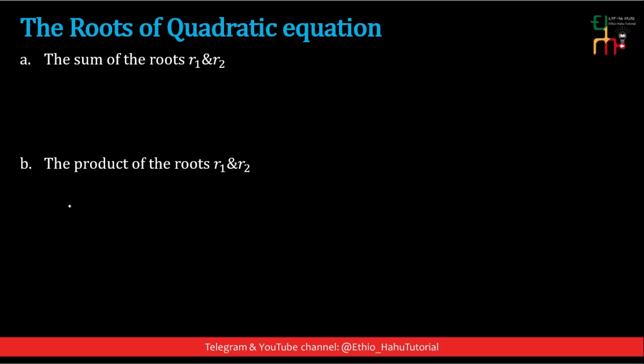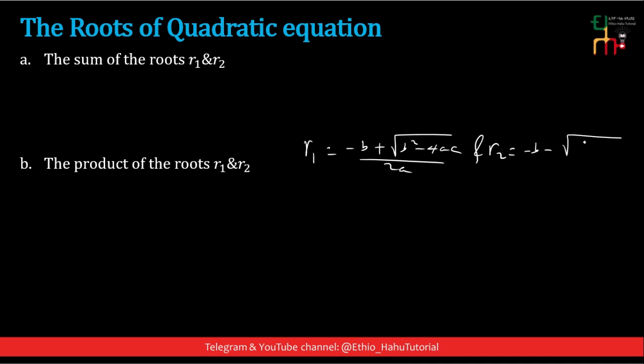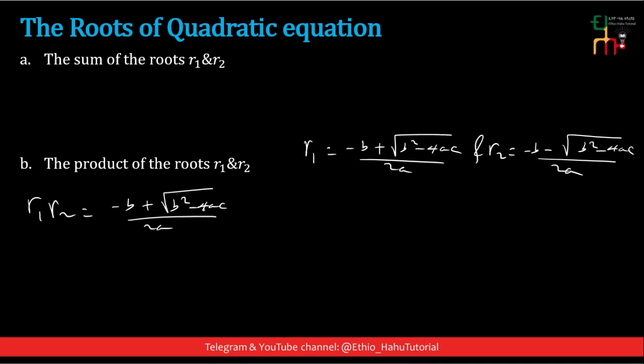Next, the product of the roots r1 and r2. Since r1 is equal to minus b plus the square root of b squared minus 4ac over 2a, and r2 is equal to minus b minus the square root of b squared minus 4ac over 2a, what is r1 times r2? r1 is minus b plus the square root of b squared minus 4ac over 2a, times r2, which is minus b minus the square root of b squared minus 4ac over 2a.